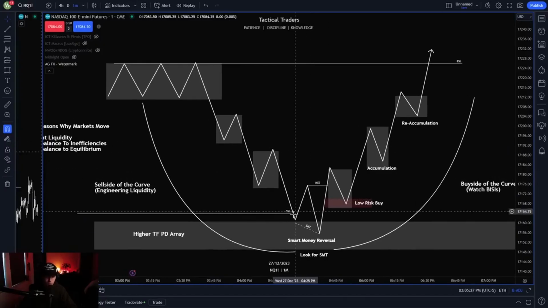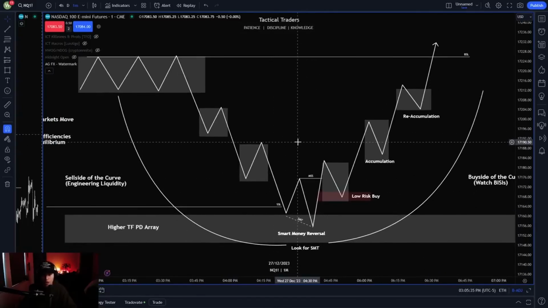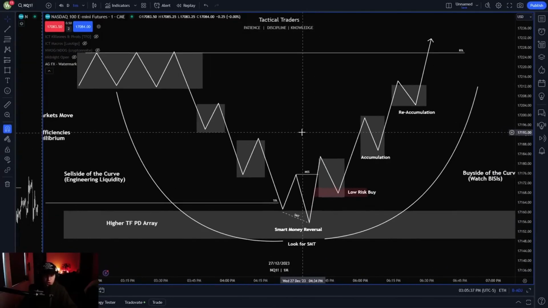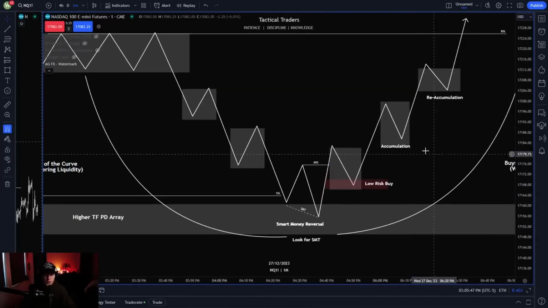So that is very important. We're coming down to sweep sell side. We're coming down to bounce off the higher time frame PD array. Now, what we're looking for here is what we call a smart money reversal. This is where institutions are now loading up their positions. They know that longs have now been stopped out. Again, sell side has been taken, liquidity has now been purged, and this is where we're looking for a smart money reversal, which is an SMT.